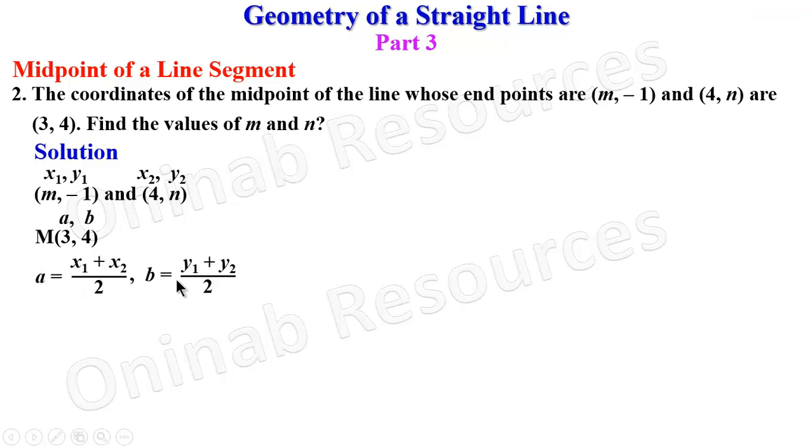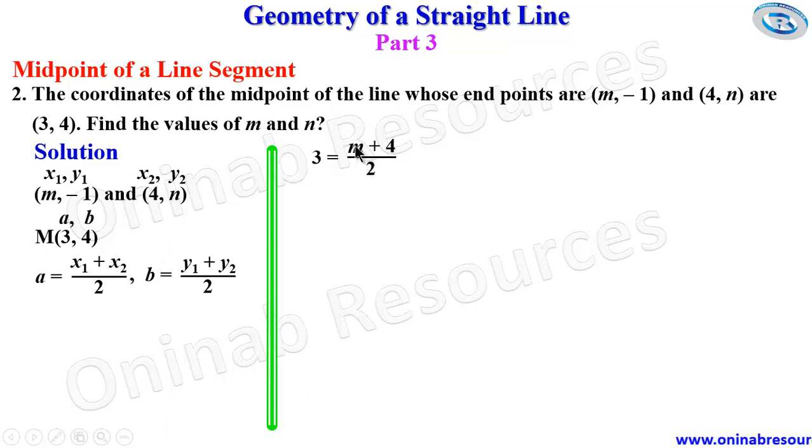Using this formula for a and b, we are going to substitute x1, y1, x2, y2, a and b. So we have our a to be 3. That's 3 equals x1, which is m, plus x2, that's plus 4, divided by 2. We can apply the cross multiplication rule. m plus 4 is equal to 6. Taking this to the other side, m is equal to 6 minus 4, which gives 2. That's for the value of m.